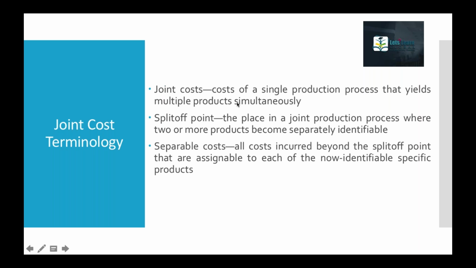Now joint cost, we know. Split off point. Separable cost, this has many names. Like we are selling at $15, but if you spend another $3, we can sell it for, say for example, $20. So we need to check what is the cost we are incurring here. This is called further processing cost, additional processing cost, additional cost, or also called separable cost. So you need to be careful about using the terminology.